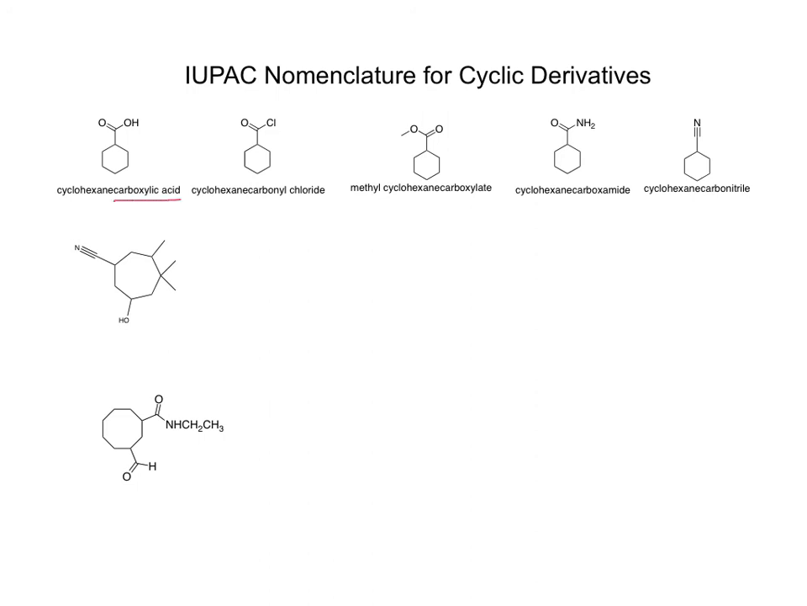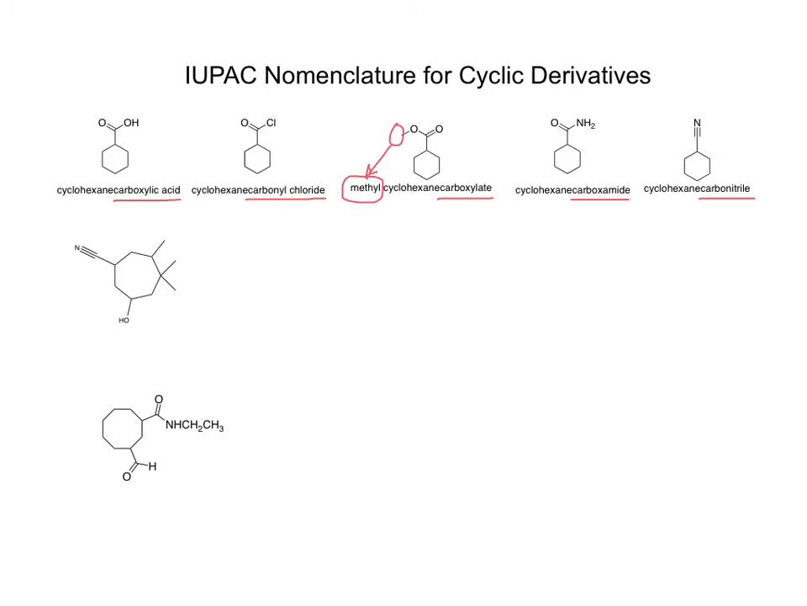Carboxylic acid, carbonyl chloride. Now if it's an ester, we're going to stay consistent with the first word out front is the group that is attached to the oxygen. Then as a separate word, you're going to have cyclohexane, and the ending you tack on is carboxylate. If it is an amide, cyclohexane, the ending is carboxamide. If it is a nitrile, cyclohexane, and then this one's just weird, carbonitrile. Don't ask me why. Okay, so let's go ahead and name this first one.